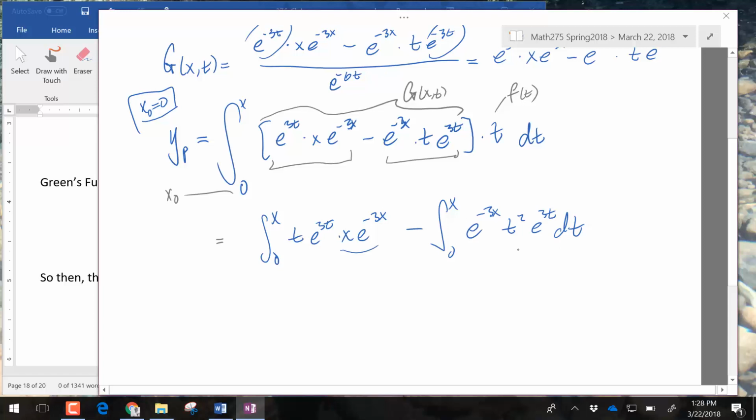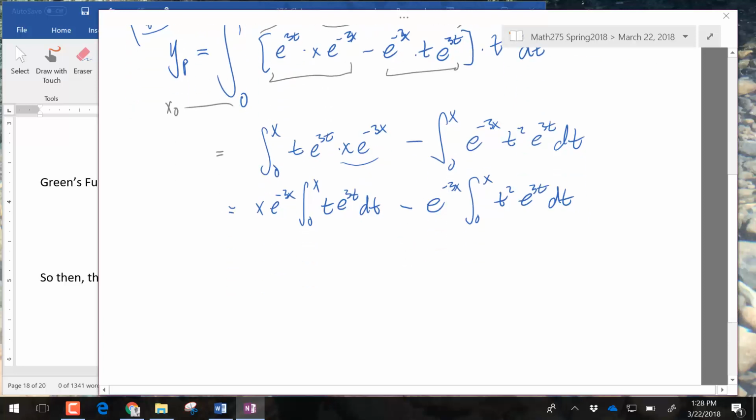Now the x's are constant with respect to t, so we can move those out. We have x e to the negative 3x times the integral from 0 to x of t e to the 3t. We're going to need to use integration by parts for this one, minus e to the negative 3x, integral from 0 to x of t squared e to the 3t. Another integration by parts, twice for this one, if you have multiple derivatives that you can get rid of.